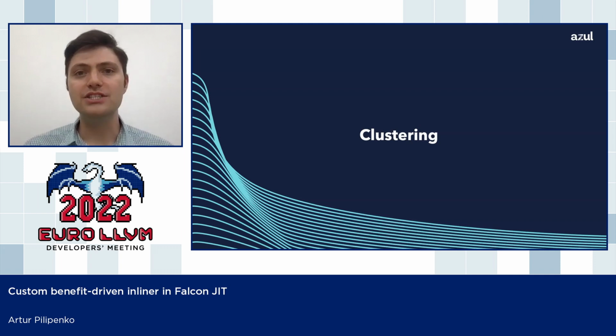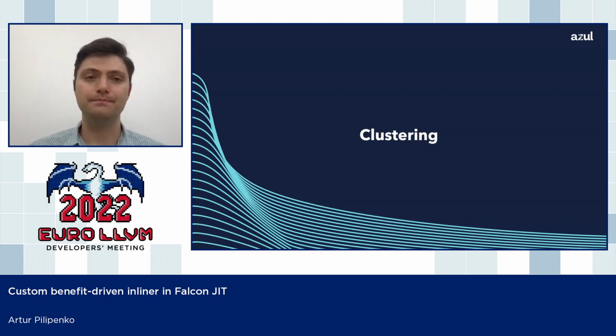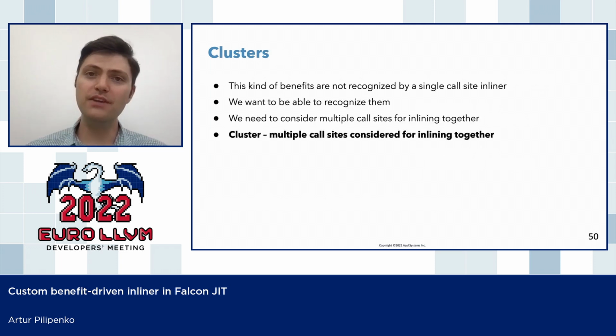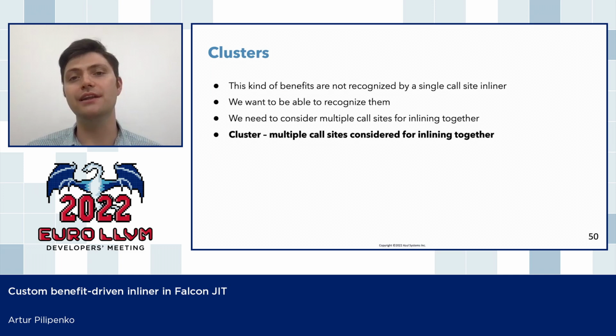Now let's talk about the last feature. It is clustering. Sometimes benefits of inlining can only be revealed if multiple call sites are inlined together. In this example, inlining both foo and bar will make the allocation A fully unescaped. This kind of benefits are not recognized by single call site inliner, but they are common enough that we do want to be able to recognize them.